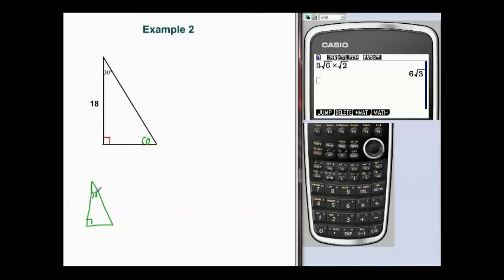If this is 30, we'll call this A. This is going to be A radical 3. And this is going to be 2A. Okay, this short leg is half the size of your hypotenuse. So we're going to take this 18 right here and set it equal to A radical 3. So we have 18 is equal to A radical 3.